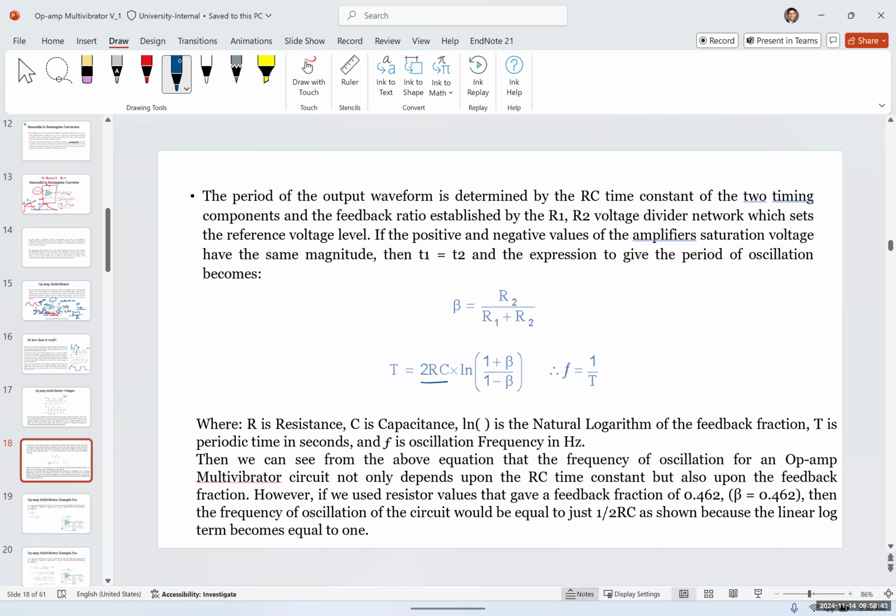So the frequency of the oscillation not only depends on the RC circuit, but it also depends on the beta, or the reference voltage as well. Therefore, by changing this beta, we can change the frequency to some extent.